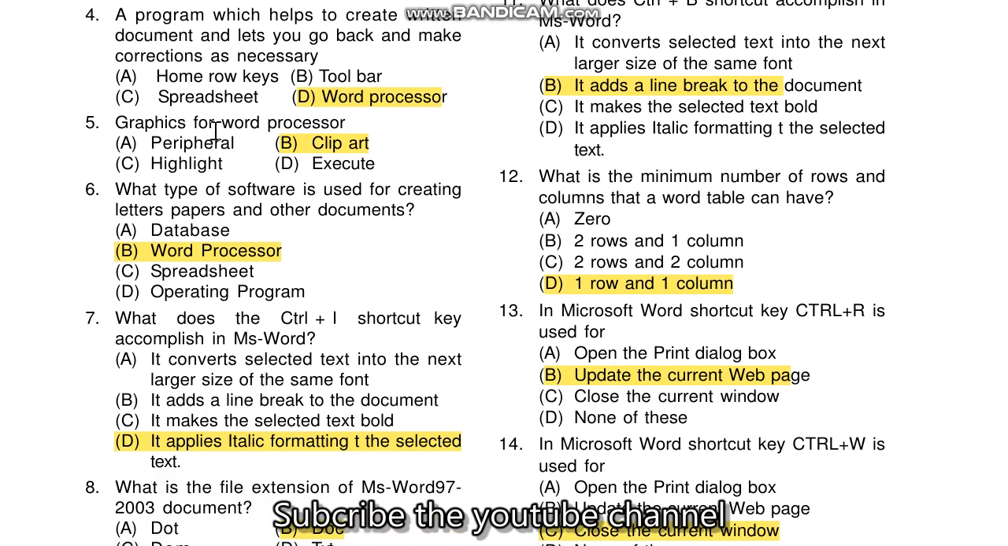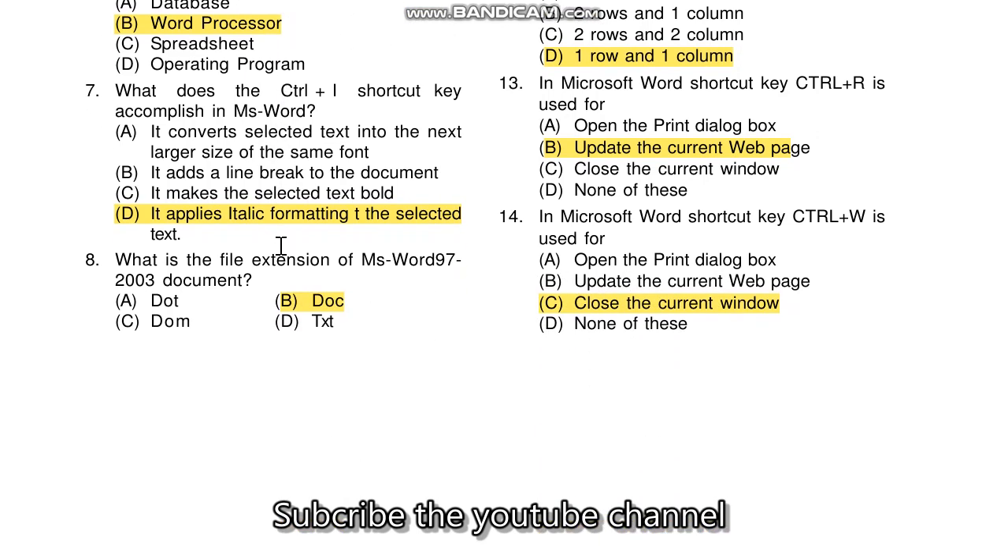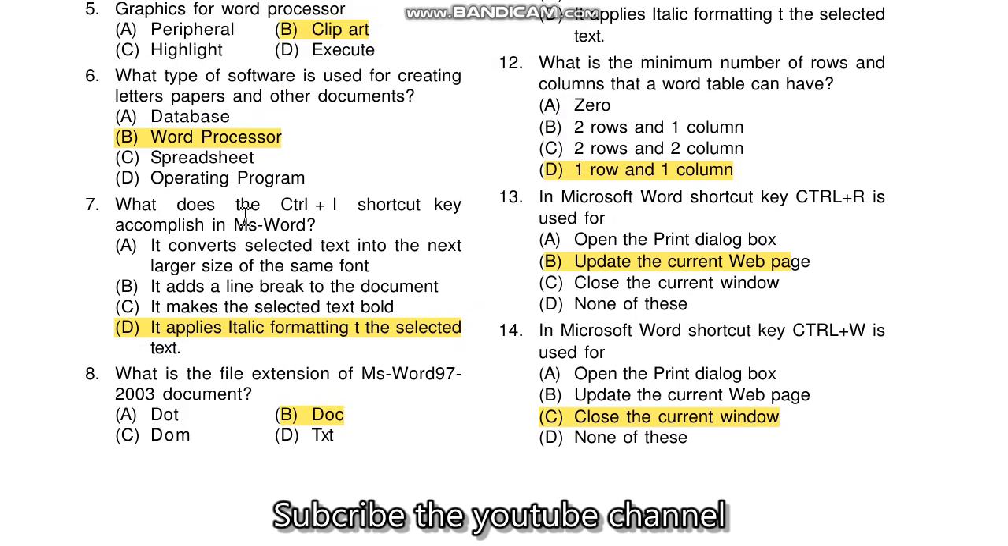Question number 5: graphics for word processors, clipboard. Question number 6: what type of software is used for creating letters, papers and other documents is called word processor. Question number 7: what does the Ctrl+I shortcut key accomplish in MS Word? It applies italic format in the selected text.